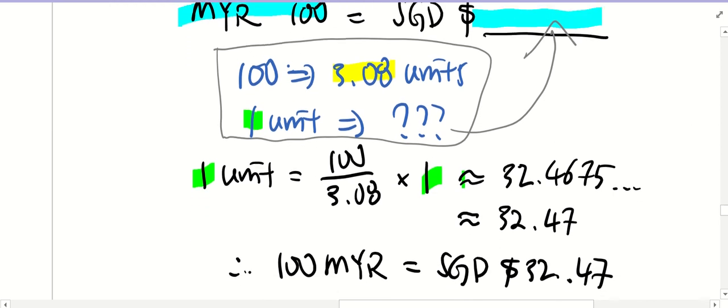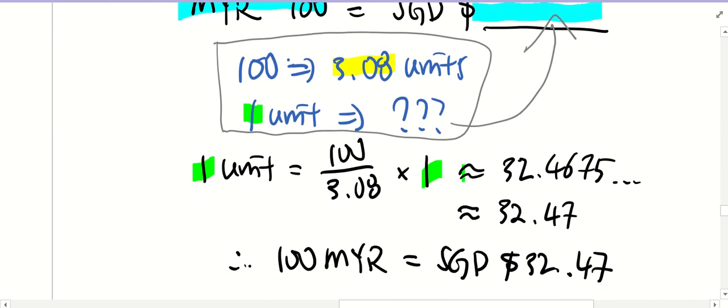Okay, so let's take a look. Since 100 is represented by 3.08 units, we want to find how much is 1 unit. We simply take 100 divided by 3.08 units, and multiply by 1 unit, and we are done. All we have to do next is remember we are dealing with money, so we round off to the nearest cent. Usually, that's the case. Please refer to the question. The question might ask you to leave your answers to the nearest dollar, for instance. So depending on the question. So we find that 1 unit represents 32.47.